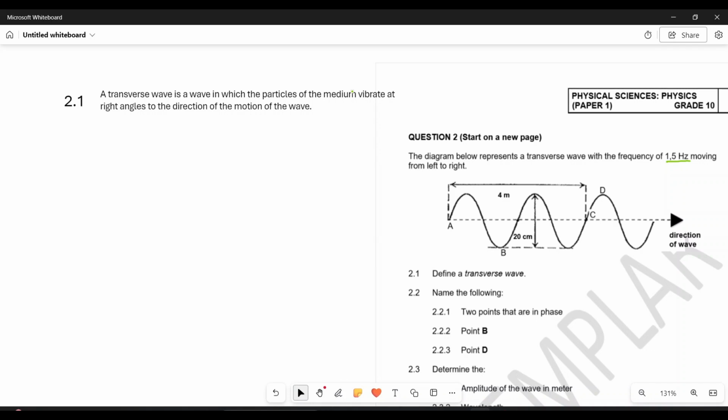Now remember, you need to memorize these definitions. Why? Because they need to be exactly the same as the definitions you're given on your exam guide. So try to memorize your definitions because this is where you're going to get most of your marks. If you realize, each and every question has a definition question.